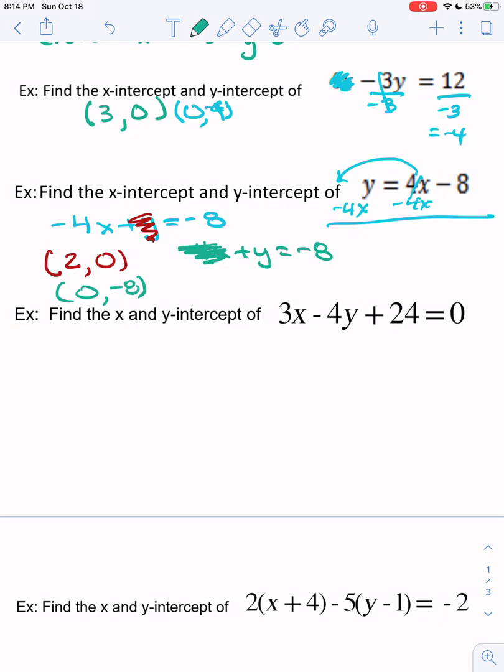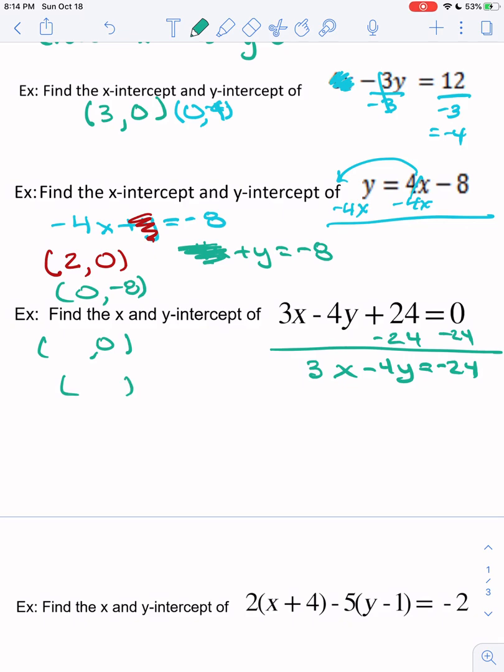Again, I like mine in standard form. I like x, y, and then the whole number on the other side of the equal sign. So I'm just going to subtract 24 from each side. It's just going to make my work a little bit easier. So I have 3x minus 4y equals -24. Let's find our x and y intercepts. So we set y equal to 0 for our x, and we set our x equal to 0 for our y. So again, I'm just going to get rid of the y, and I have 3x equals -24. Divide each side by 3. Looks like x is going to be -8.